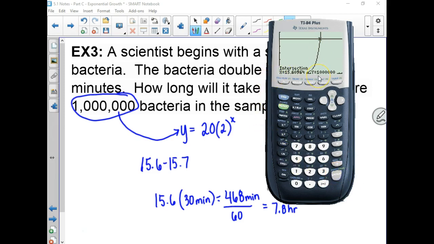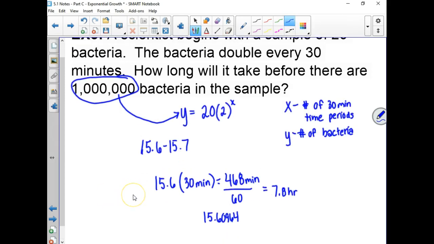And we can see the intersection is actually at 15.60964. So if you use the graph, you can find the exact intersection point rather than having to sort of guess like we did from the table. Sometimes the guess from the table is good enough. Sometimes you need a more exact answer.